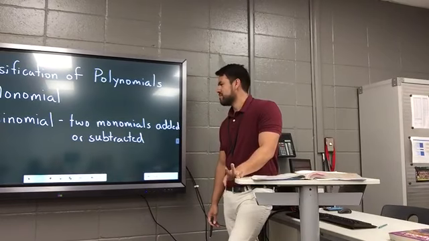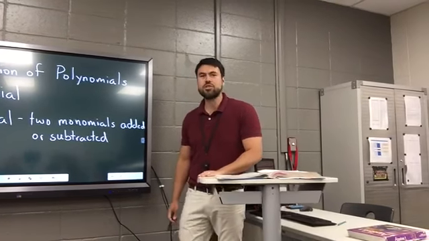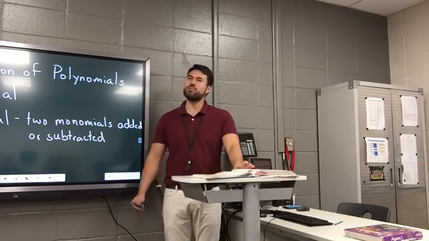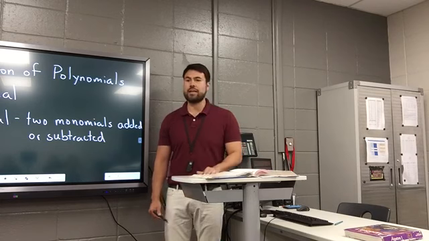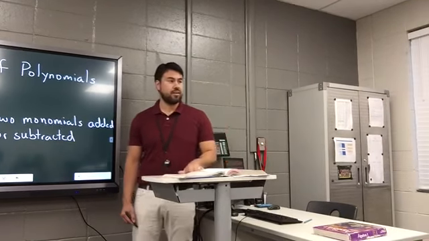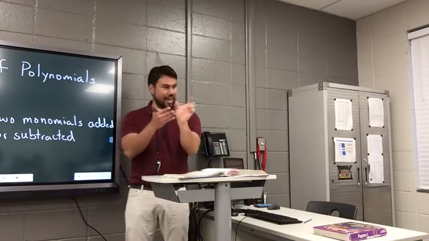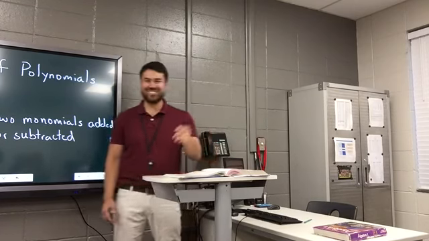How in the world did I get two monomials added or subtracted? Two. Binomial. Binomial. Monomial. Polynomial. Davis? A bicycle has two wheels. Yeah, that prefix bi means two. Any other words that have a prefix bi? That prefix is bio, which means life. But that's close. It is close.